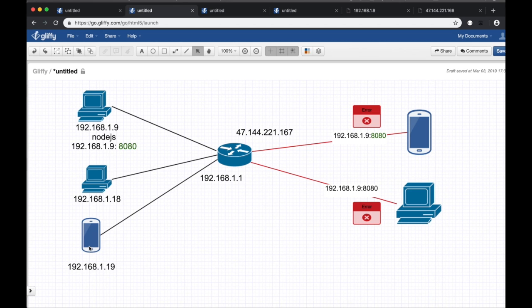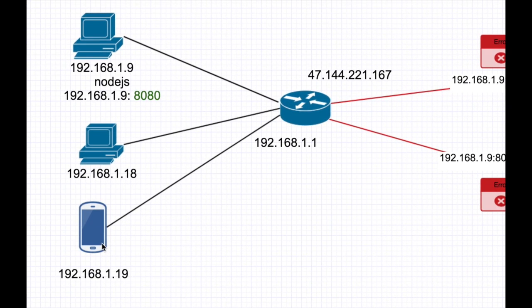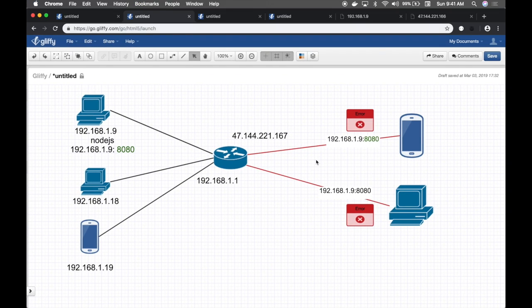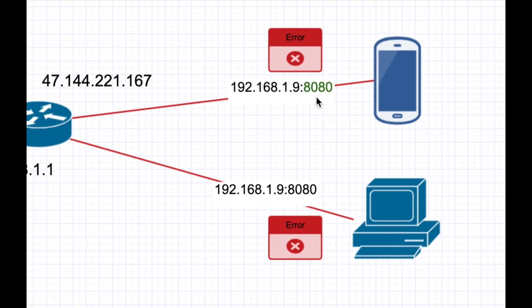So if you're on your phone and you're connected to the Wi-Fi on the same network, you can access the application because you're in the same network. However, if someone outside tries to access that, they'll immediately get an error, because what the heck is 192.168.1.9? This is not a publicly addressable IP, so you'll clearly get an error.